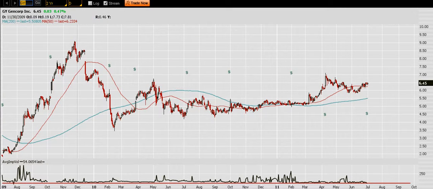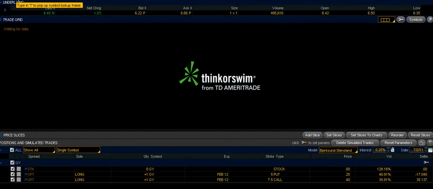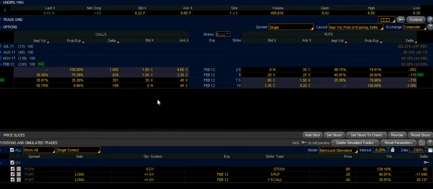I'd say, okay, options are dirt cheap. Like, for instance, right now, I go to GY, I go to the February 2012s, which is nearly 8 months, 230 days from now. I can buy an option that expires then for like 40 cents. And I can also buy a put for 25 cents. So what did I do yesterday?